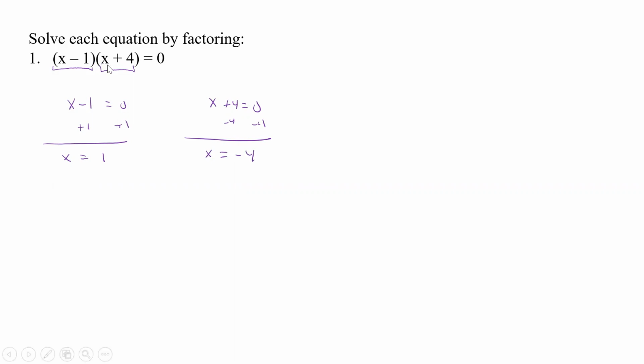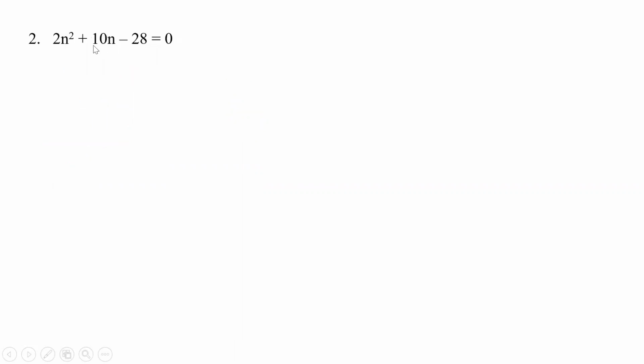Okay. Now it's not always going to be that easy. Sometimes we actually have to do the factoring ourselves. So what do we do when we have to factor? Well, we do the same thing we've been doing. We pull out our 2 in this case because that's a common GCF. We have 2n squared plus 10n minus 28 equals 0. So then we have 2 times, and then we factor that trinomial.